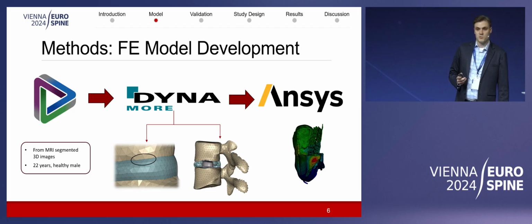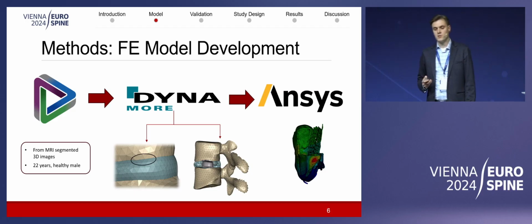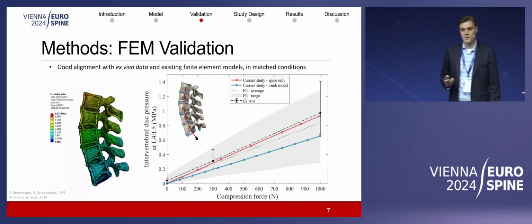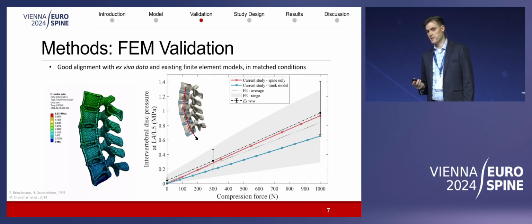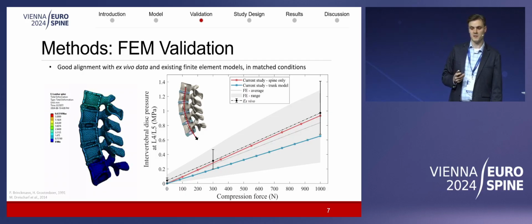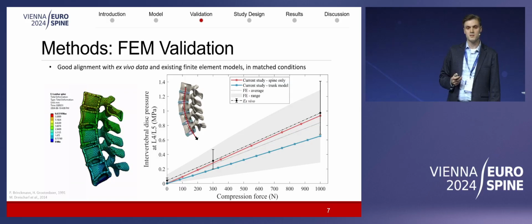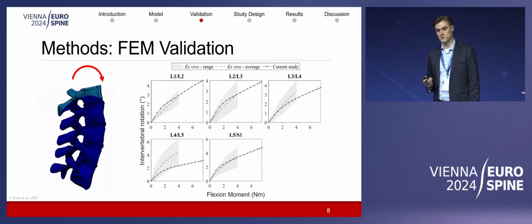The simulation was run in ANSYS transient structural using nonlinear and viscoelastic properties. The model was validated against in vivo, ex vivo, and in silico data. Here we see, for example, very good alignment of intervertebral disc pressure plotted as a function of pure compressive forces.